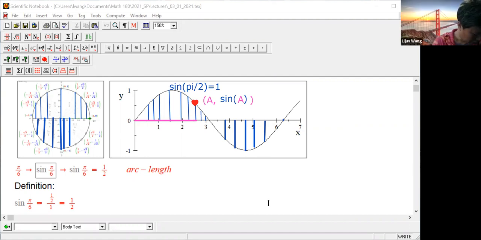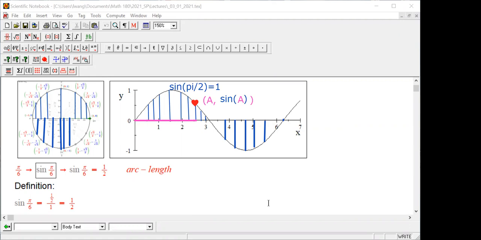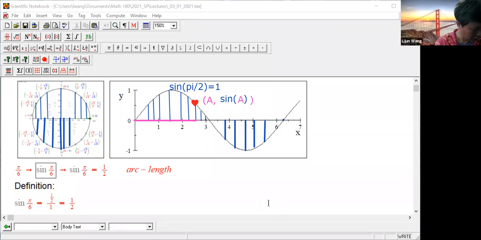Did they mention the arc length? I don't think they did, let's see. Okay, they did sine length, the sine. They did a cosine, but I don't think they mentioned the arc length. Maybe they did. They did sine, they did a cosine. They kind of did the tangent. You can find it in the textbook.